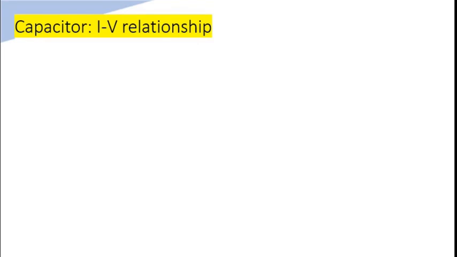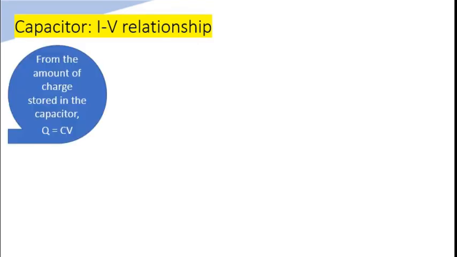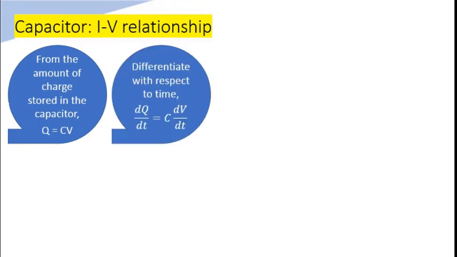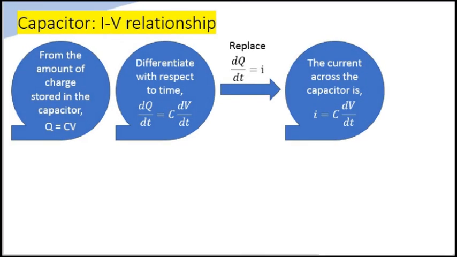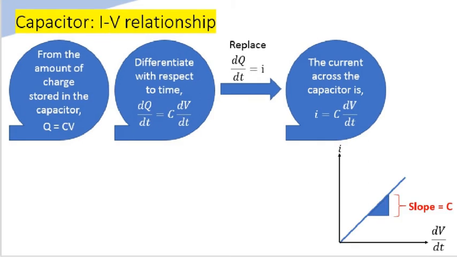Now, we are going to see the connection between current and voltage across a capacitor. We start with the amount of charge stored in the capacitor, Q equals C times V. Differentiate this with respect to time. We use the definition of current, which is I equals the rate of change of charge. Hence, we get the expression of current across a capacitor as I equals C times the derivative of voltage. If we have a plot of I against dV over dt, the capacitance is obtained from its slope.